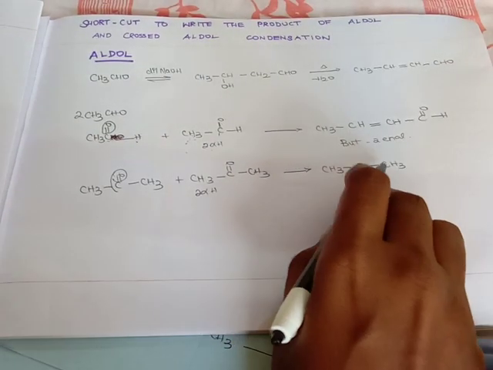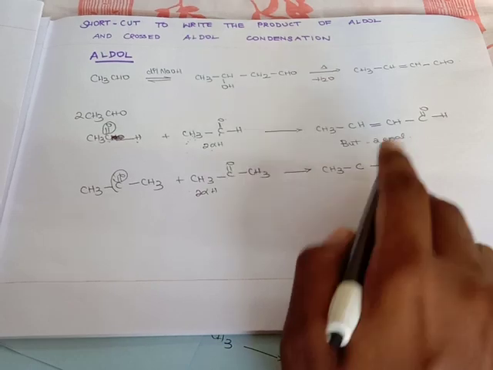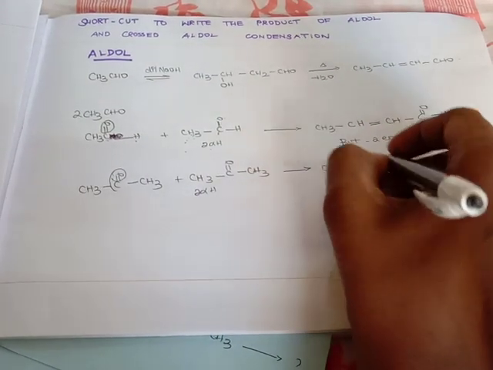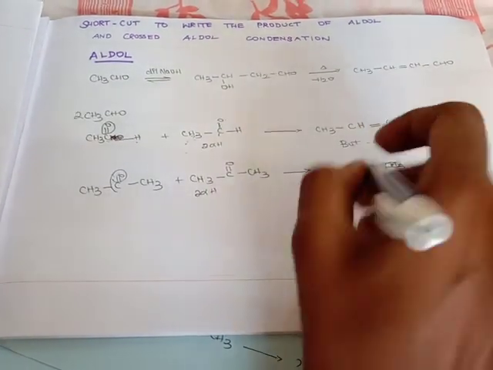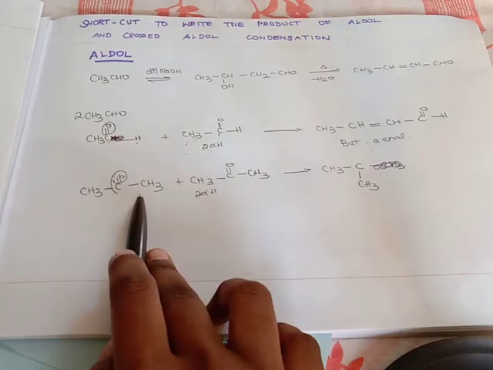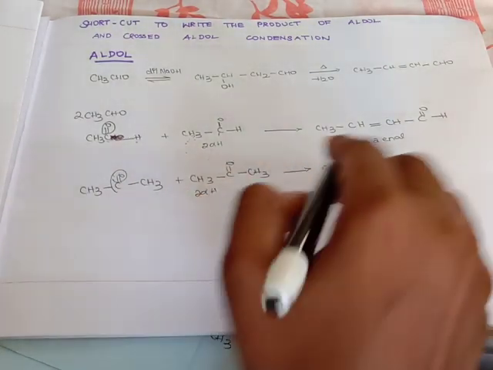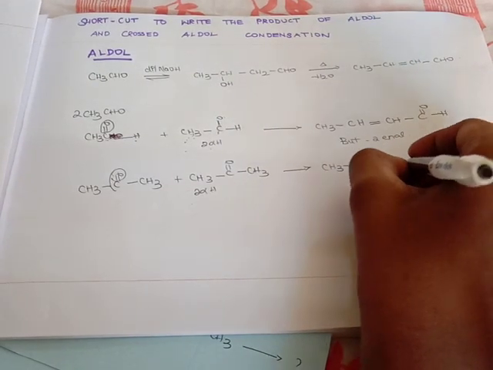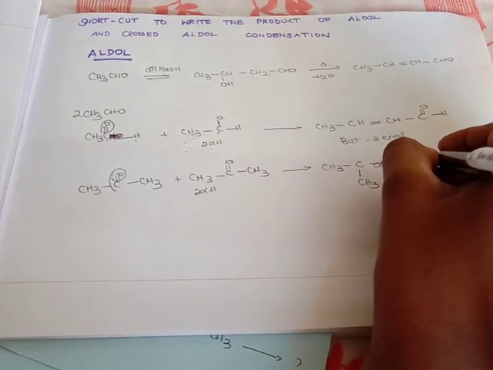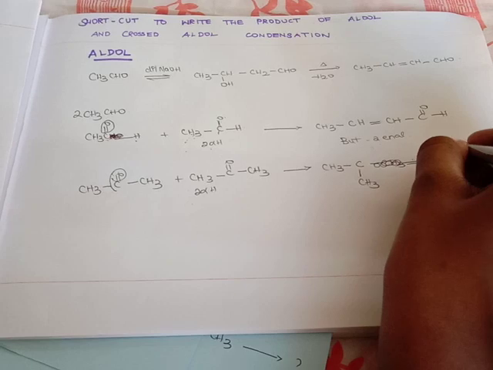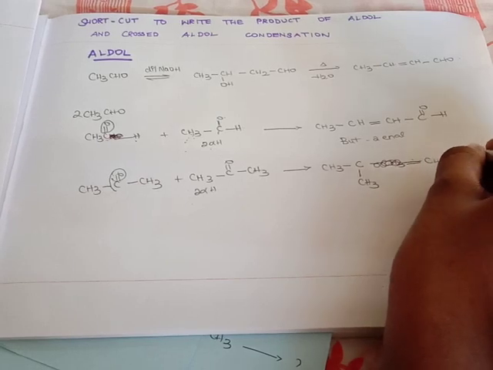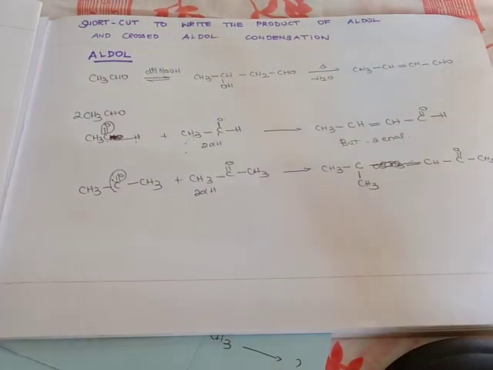CH3C CH3. Actually, if you write the CH3 here, you will be confused. So write the CH3 here because we have to make a double bond here, right? Here you have removed two hydrogens. So put a double bond and write CH, CO and finally CH3. This is your product.